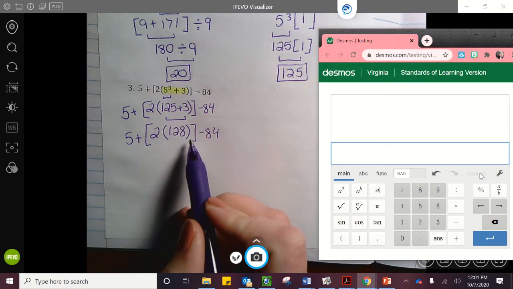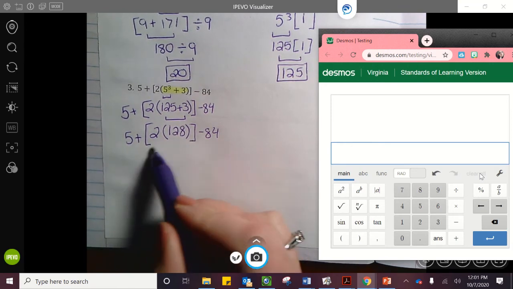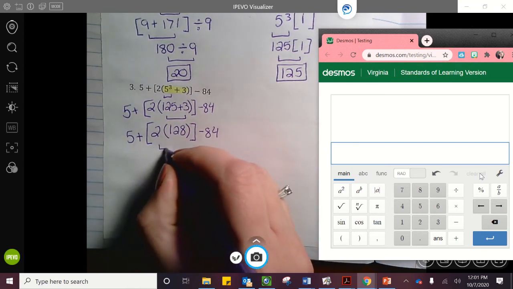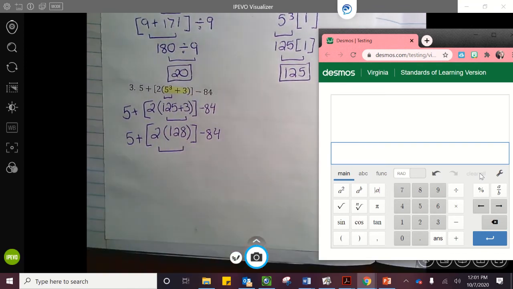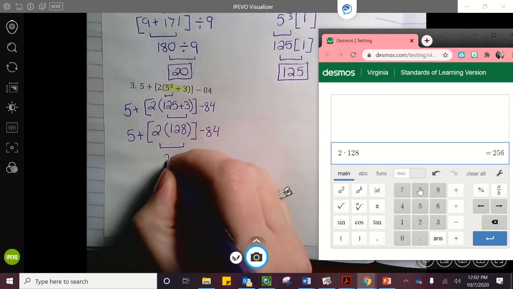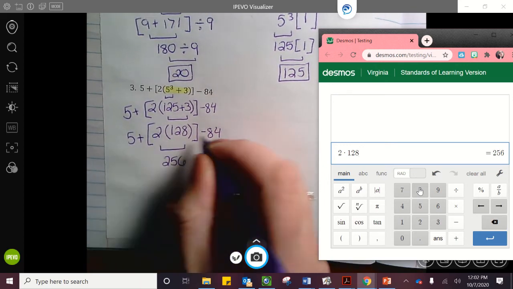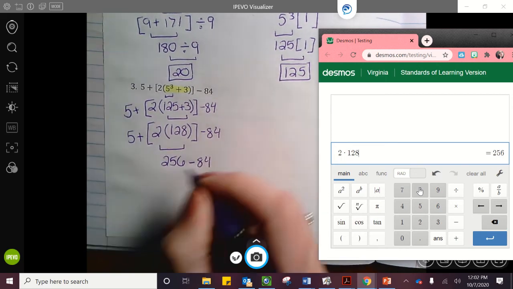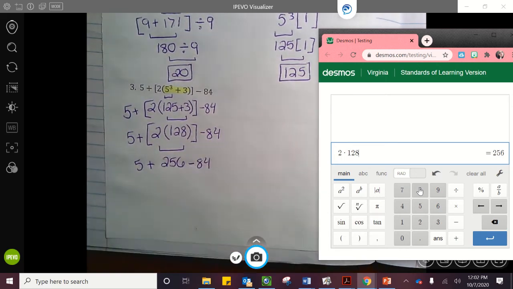I'm still not finished with my grouping because I have to finish the brackets here. So 2 times 128. I can use my calculator if I need. 2 times 128 would give me 256. Now I can drop the brackets. I've solved everything in them. I have the minus 84 and I have the 5 plus over here.